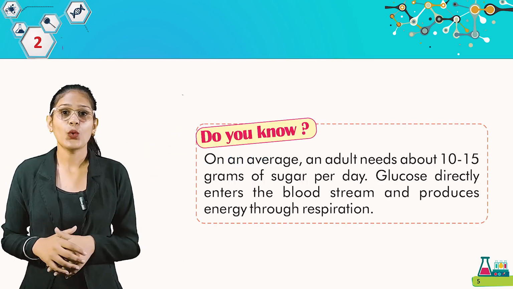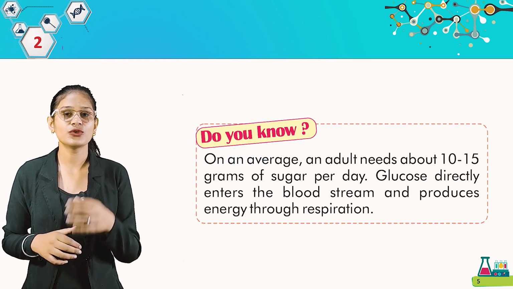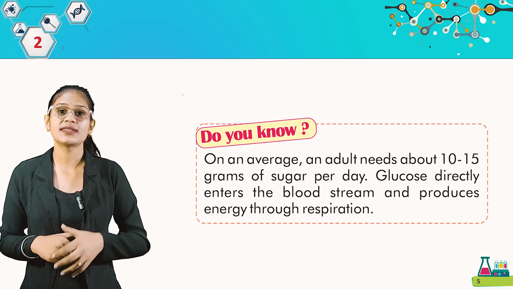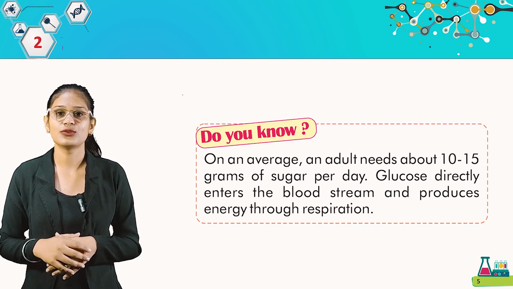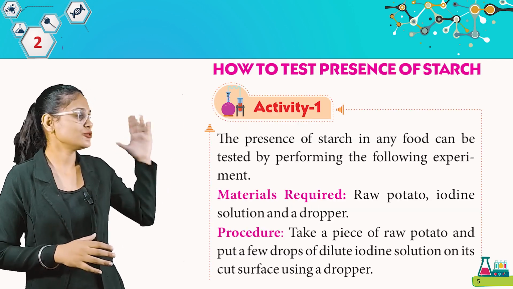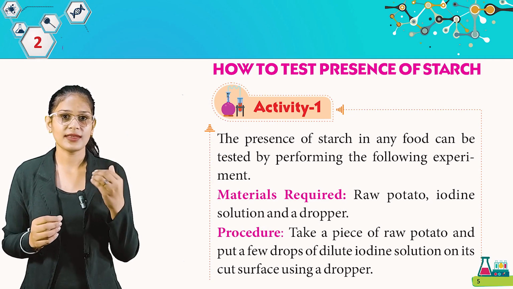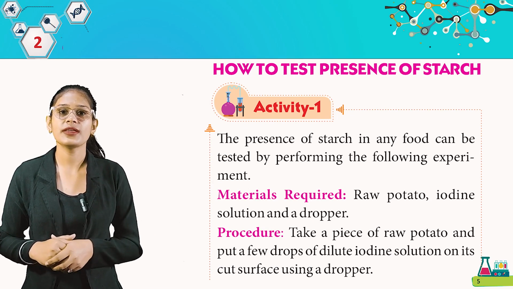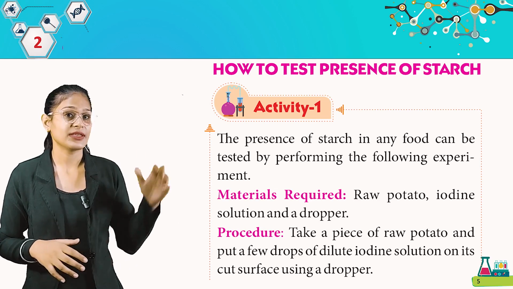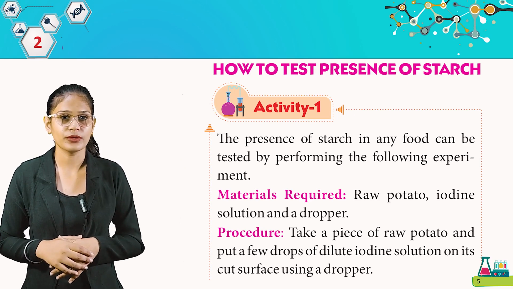Do you know? On an average, an adult needs 10 to 15 grams of sugar per day. Glucose directly enters the bloodstream and produces energy through respiration. How to test presence of starch? Activity 1. The presence of starch in any food can be tested by performing the following experiments. Materials required: raw potato, iodine solution and a dropper.